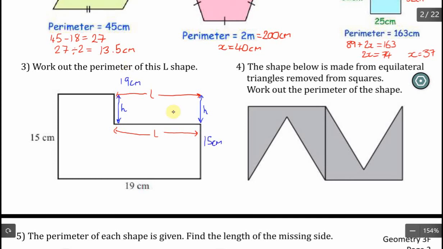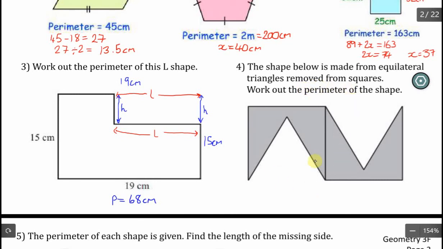So 19 add 15 is 34. If we double that, we get 68. And number 4, this shape is made from equilateral triangles removed from squares. Work out the perimeter of the shape.